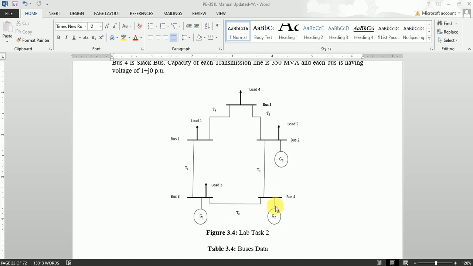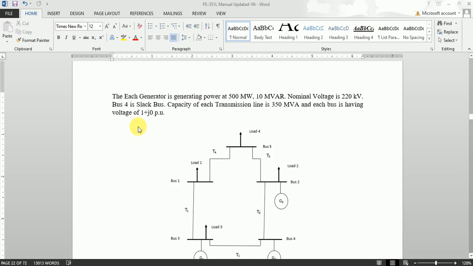So the system has 5 bus bars, and the loads are connected to bus number 1, bus number 3, bus number 2 and bus number 5, while the generating stations are connected to bus number 2, 3 and 4. As stated in the question, bus number 4 is the slack bus.